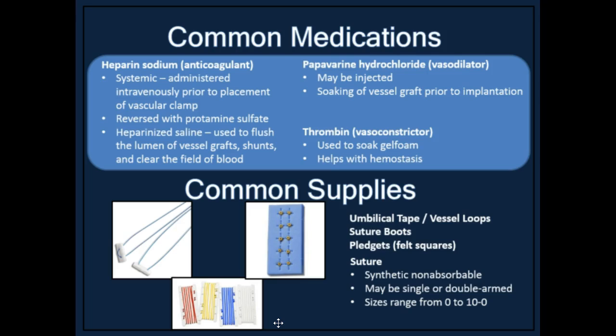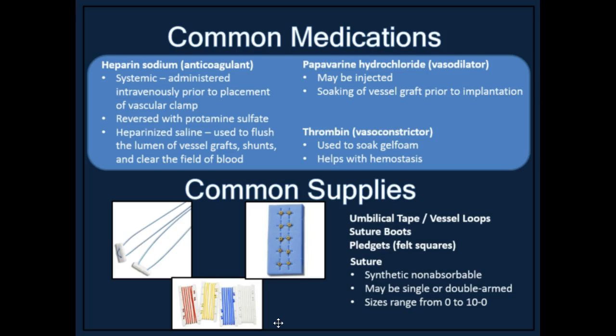Pledgets are used as buttresses under suture when there is a risk of the suture tearing through tissue. They also place pressure on the suture sites to help control bleeding. Often, the surgical technologist will load several sutures with pledgets during setup to help the surgeon quickly respond to a bleeding vessel, should it occur. There are some sutures that come preloaded with pledgets.